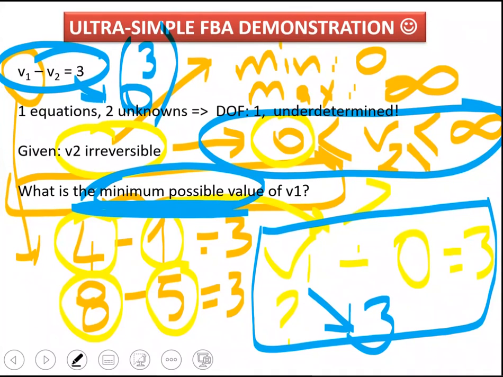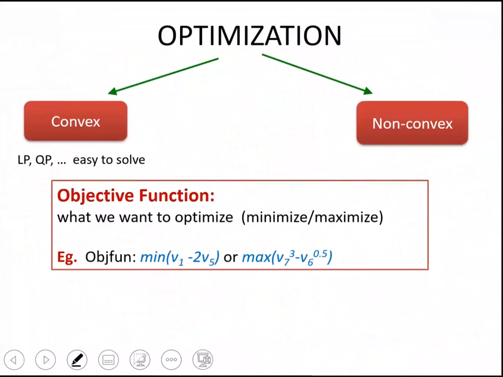Now I am talking about simplistic objective functions, right? There's only minimum value of V1 or maximum value of V2. Of course, there can be more complex objective functions. Now I will talk about objective functions, and that will be more clear for you.